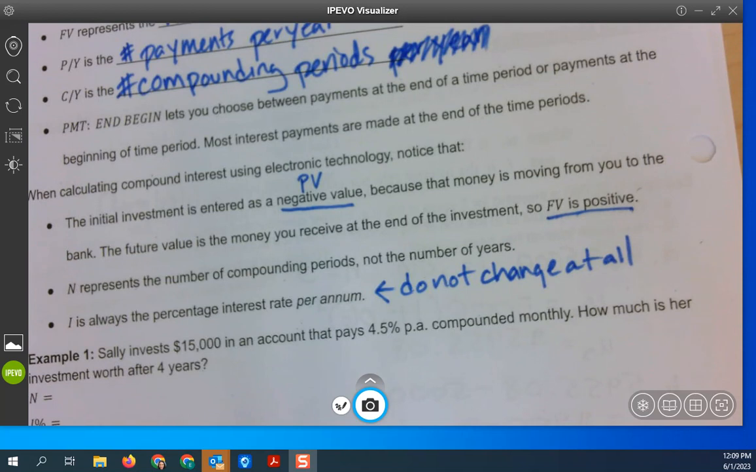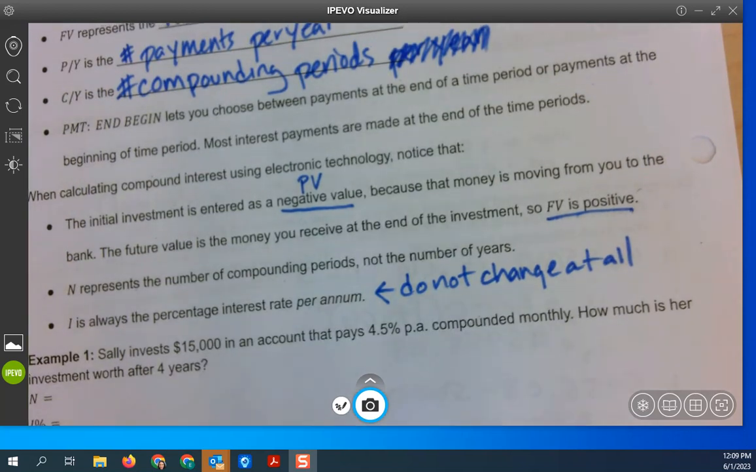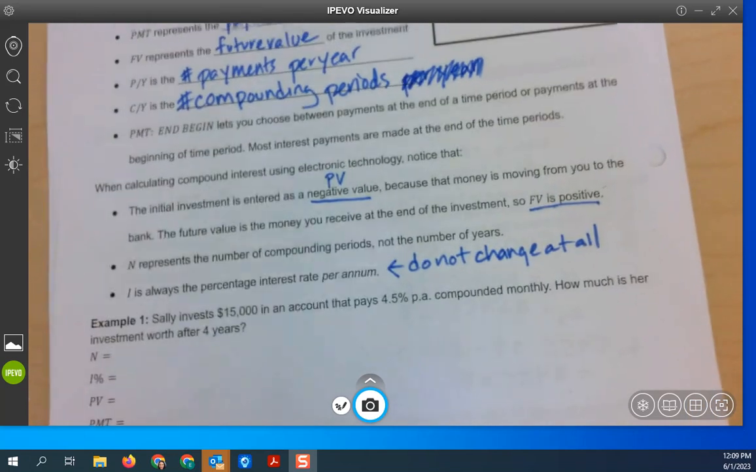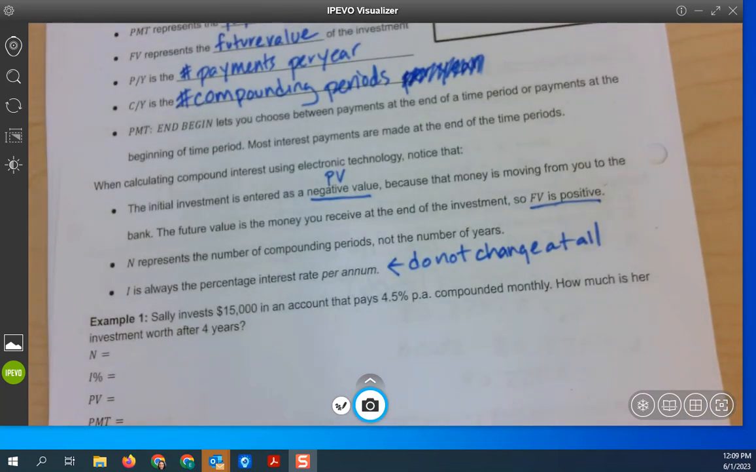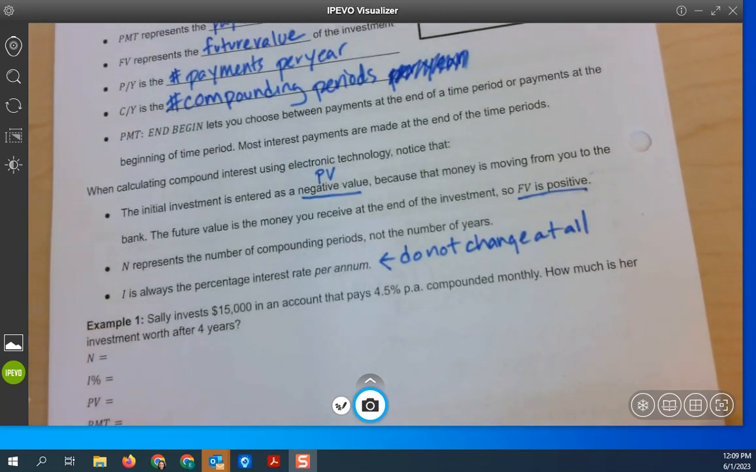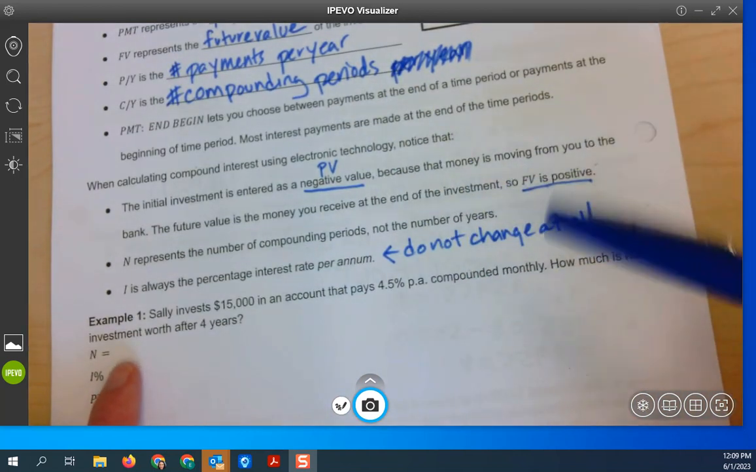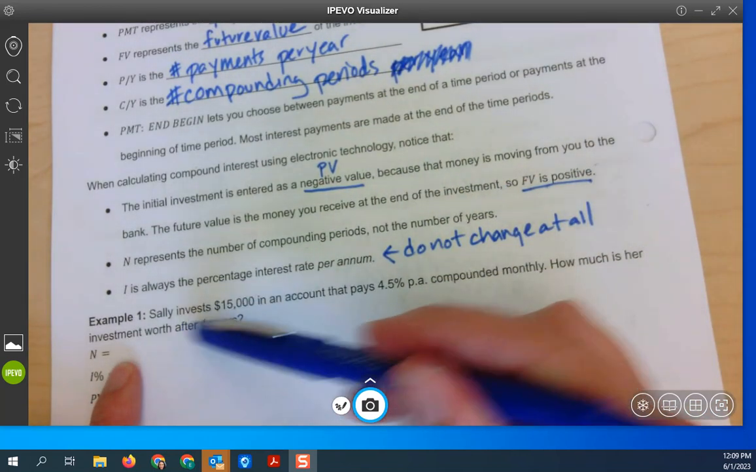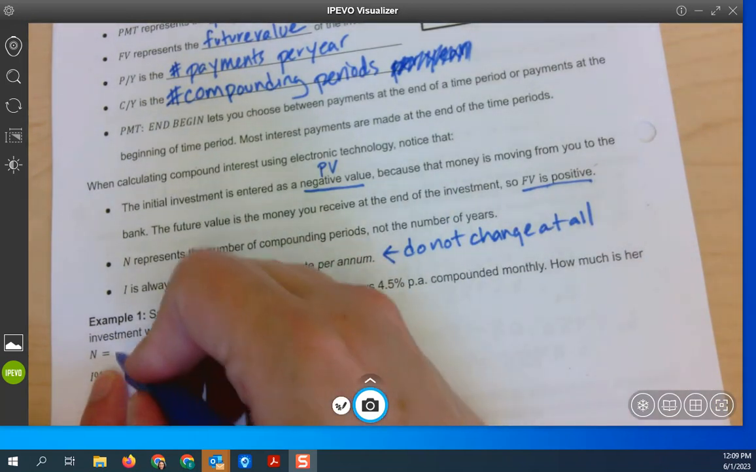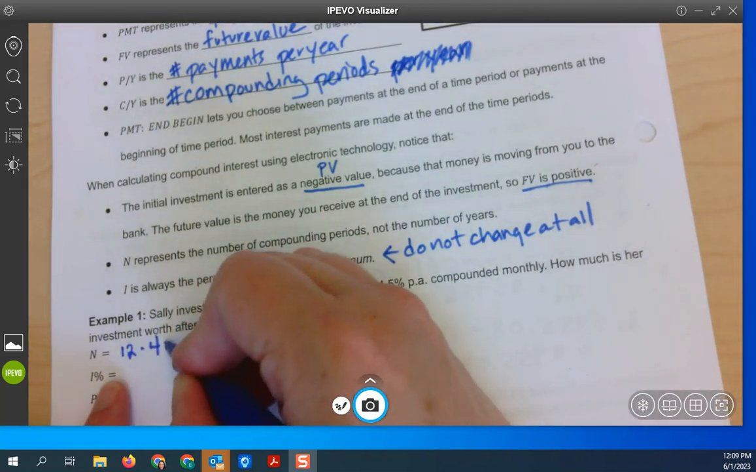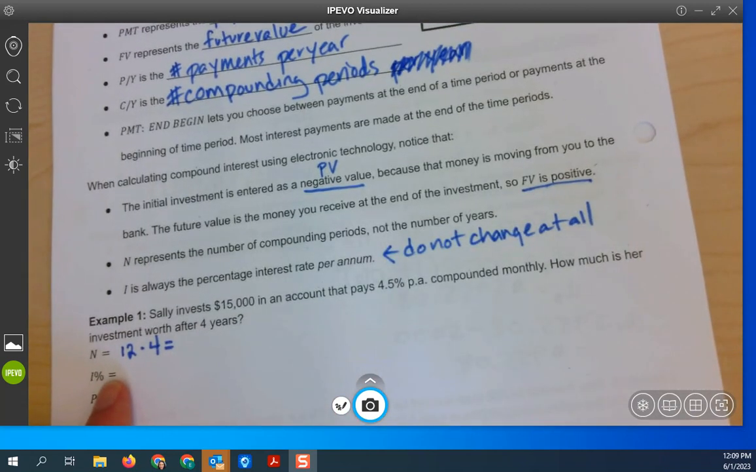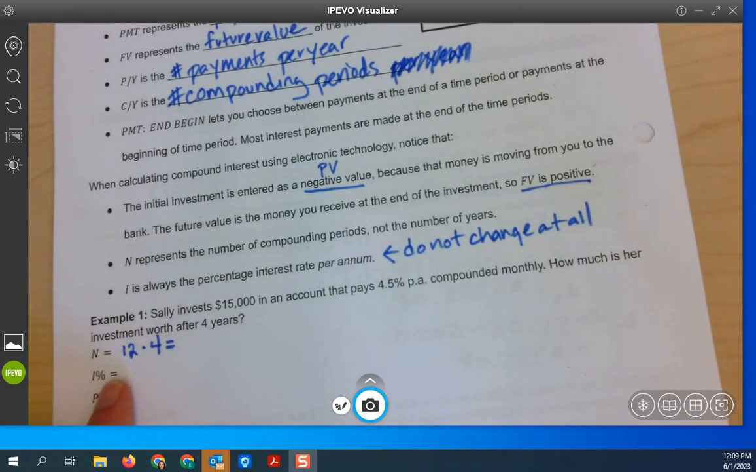And the reason why is because these are the settings the calculator has when it's trying to calculate. So it's assuming you're doing all these things, and then it will calculate it correctly. All right, so remember I went back and I said it's the total number of compounding periods, not per year. So N is going to be compounded monthly for 4 years. So I'm going to multiply those, right? Monthly for 4 years, and we get how many compounding periods? Anybody get it yet? 48.